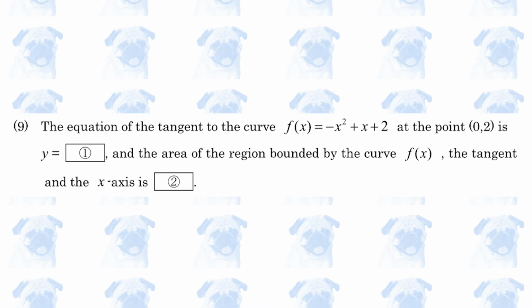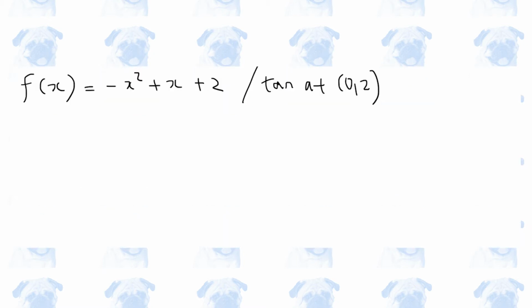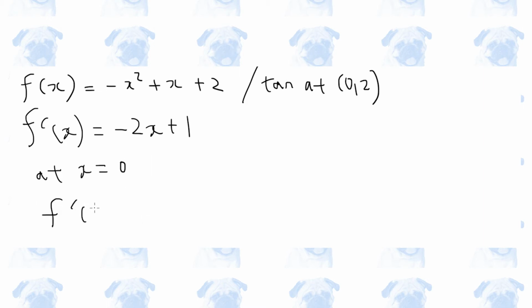Section 1, number 9. In this question, we have a quadratic function, f of x, and a tangent to the parabola at 0, 2. And we need to find the equation of the tangent, and then the area bounded by the curve, the tangent, and the x-axis. So let's find the equation of the tangent first. Differentiate f of x. F dash of x is minus 2x plus 1. At x equals 0, f dash of 0 is 1. So 1 is the slope of the tangent.